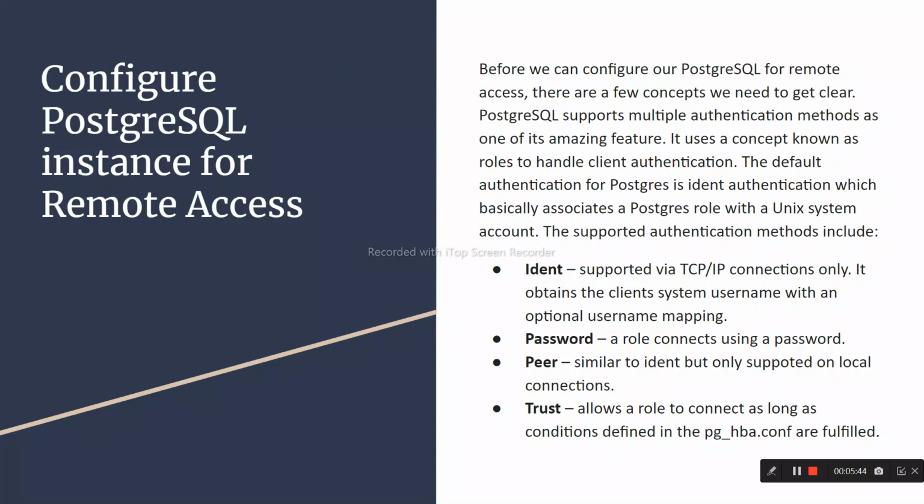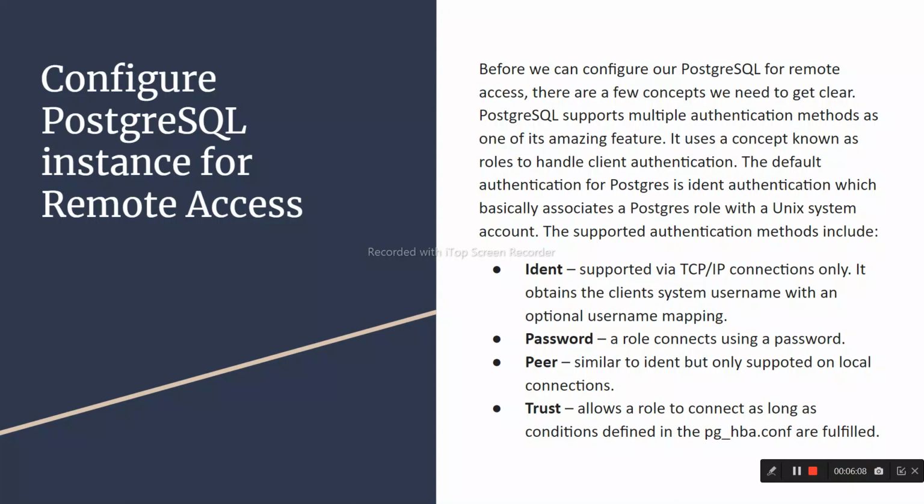Configure the PostgreSQL instance for remote access. To access the PostgreSQL we have installed on Amazon Linux 2, we now have to use that PostgreSQL outside of the server. For example, I want to connect to that PostgreSQL from my local system to the AWS Linux, which is a server.